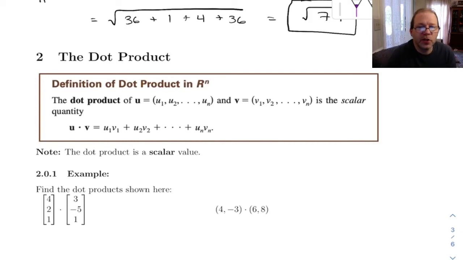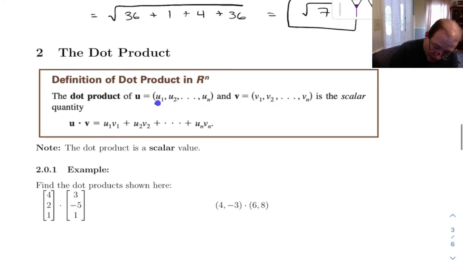Okay, next up we're looking at the dot product. The dot product is an operation you can do on two vectors, but the two vectors have to be the same size. The way you get the dot product is by multiplying the first two entries together, multiply the second entries together, and so on, and then you add all that up. So this is what you get.